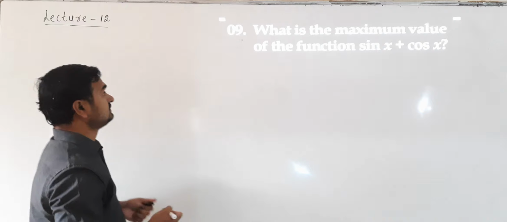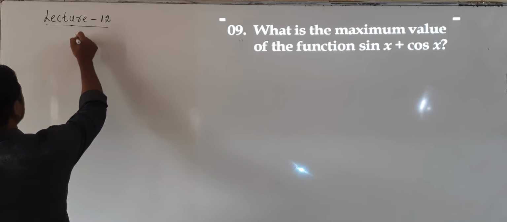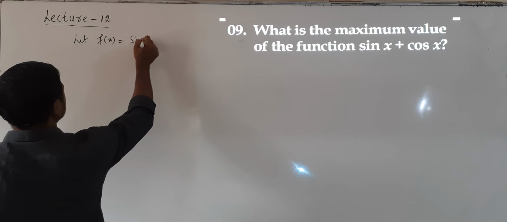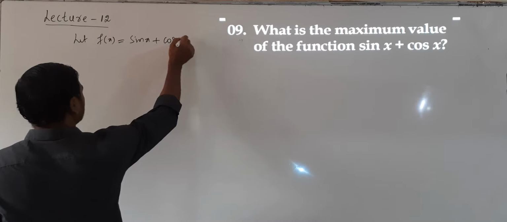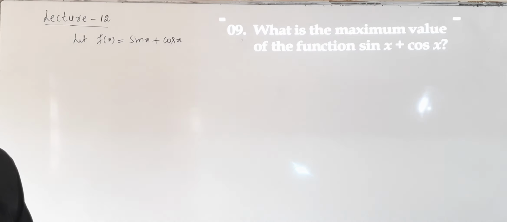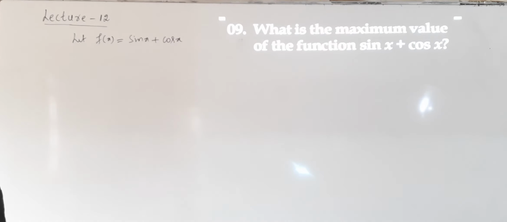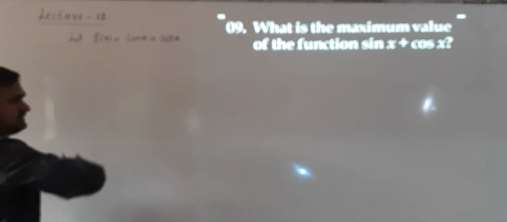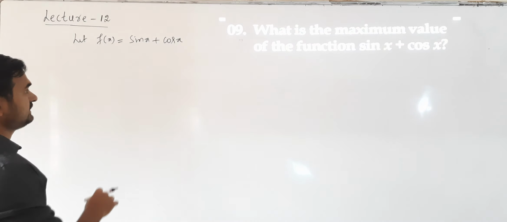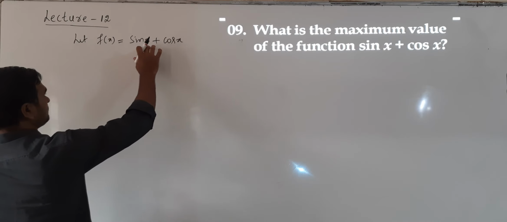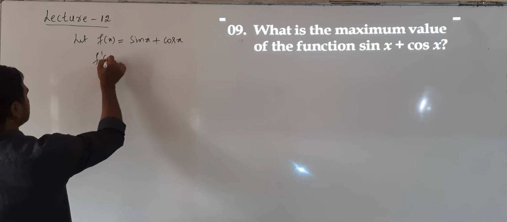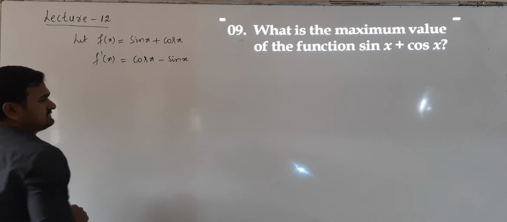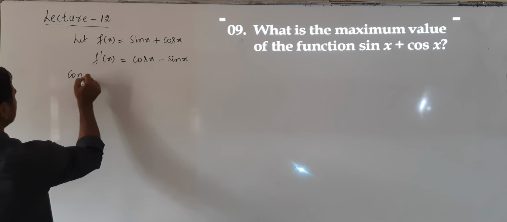So for the given function, let f of x be sin x plus cos x. Now we need the maximum value of this function. Let us find the local maxima and local minima. We get local maxima and local minima at critical points. Let us see where the derivative is 0 here. The derivative of the function is cos x minus sin x. So consider f dash as 0.